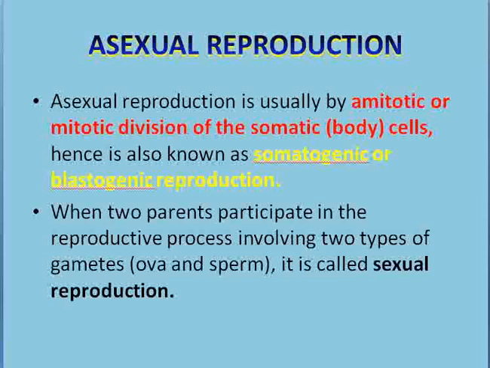And if two parents are participating, one is male and the other one is female. If it is a female, it produces the ova or the egg. If it is a male, it produces the sperm. And these two are fused and we get the new individual. That we call sexual reproduction.